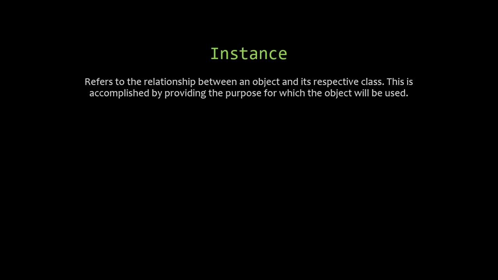Next, we have instance. Now, this term is a little bit controversial. I have seen it used interchangeably with object, but I've also seen that it can be used to refer to the relationship between an object and its respective class. This is accomplished by providing the purpose for which the class will be used. Pretty interesting. Next, we have data fields. Data fields are very simple. That's used to represent the information about an object or class, and that's going to be just defined by the user.